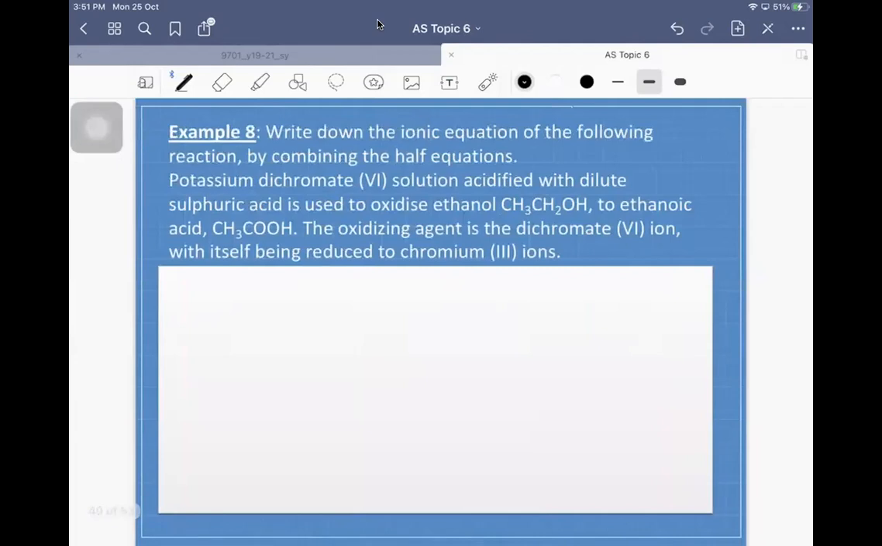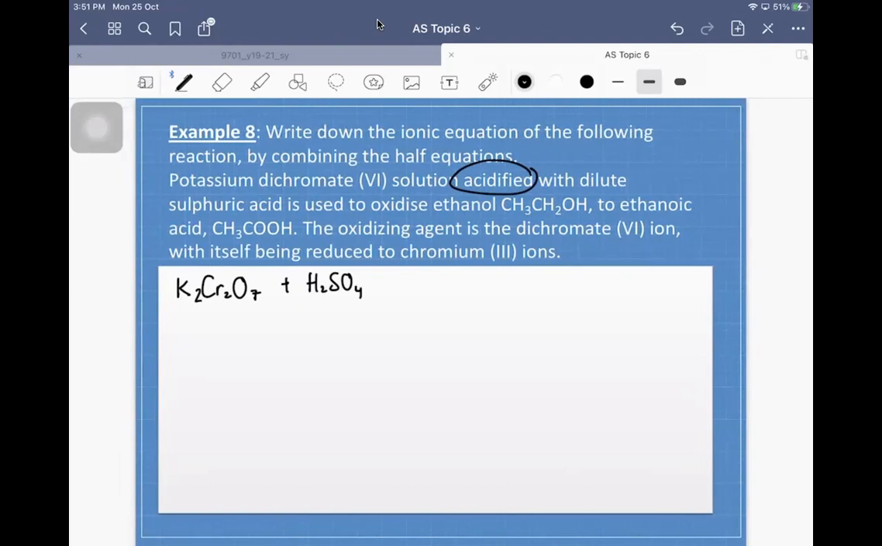Okay, example 8, write down the ionic equation of the following reaction by combining the half equations. Potassium dichromate solution acidified. So that's potassium dichromate. Dichromate is Cr2O7 2-. So that's K2Cr2O7 plus acidified dilute sulfuric acid, H2SO4. Later, you can see that these equations can actually be simplified.